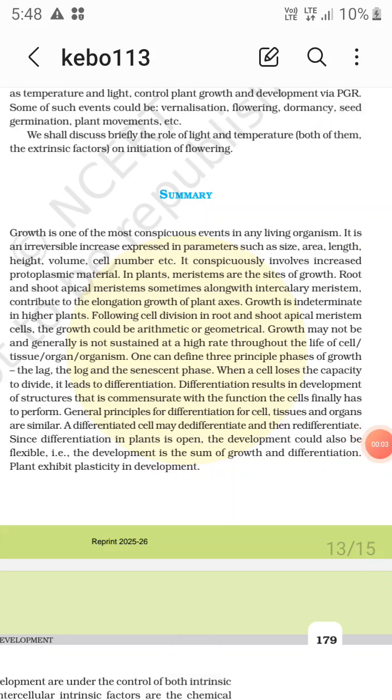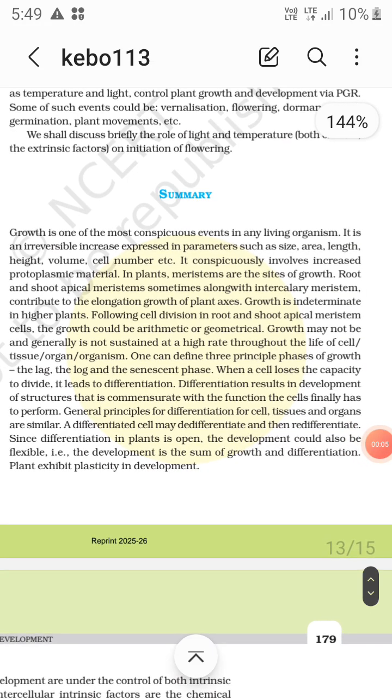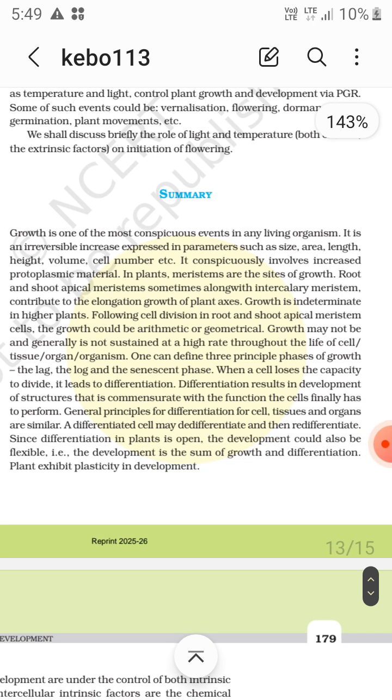So, the summary part of plant growth and development. Growth is one of the most conspicuous events in any living organism. It is an irreversible increase expressed in parameters such as size, area, length, height, volume, cell number. It conspicuously involves increased protoplasmic material. In plants, meristems are the sites of growth.